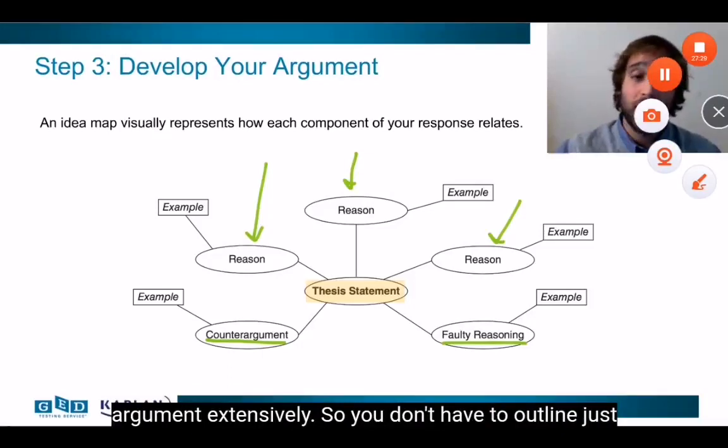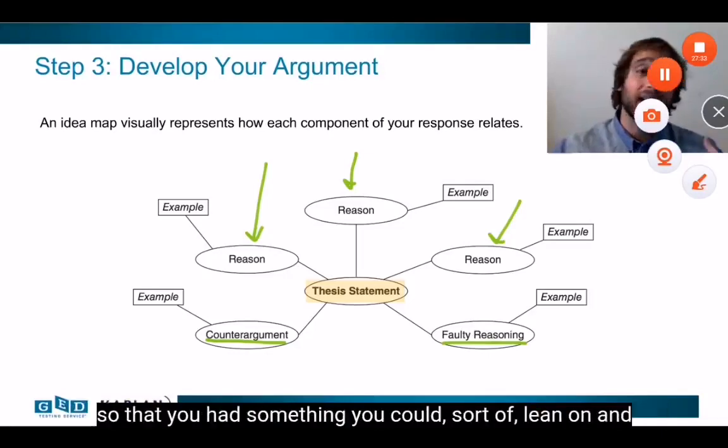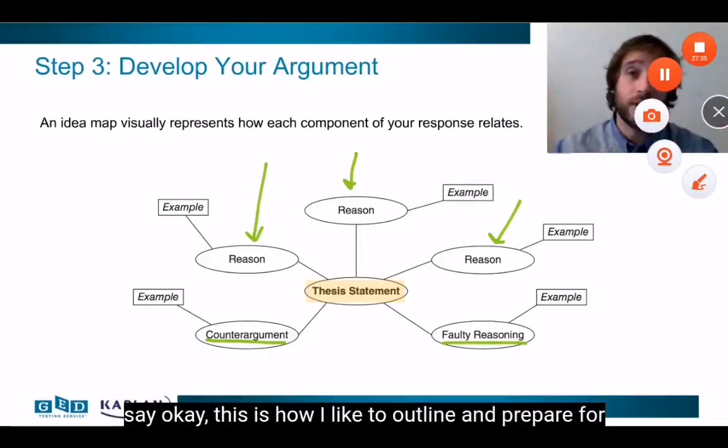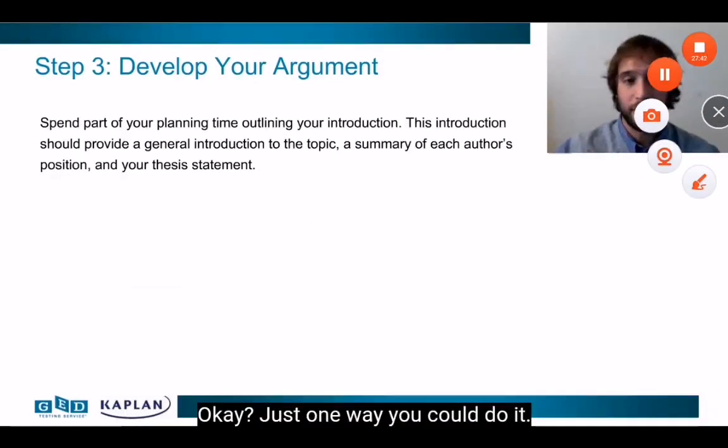So you don't have to outline just like this. We just wanted to give you a couple different options so that you had something you could lean on and say, okay, this is how I like to outline and prepare for writing my essay. Okay, just one way you could do it.